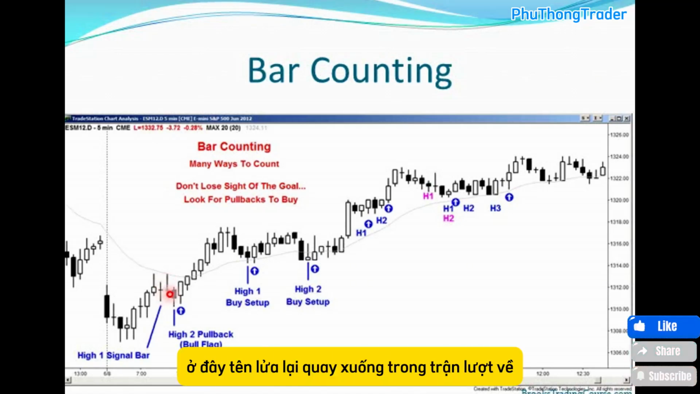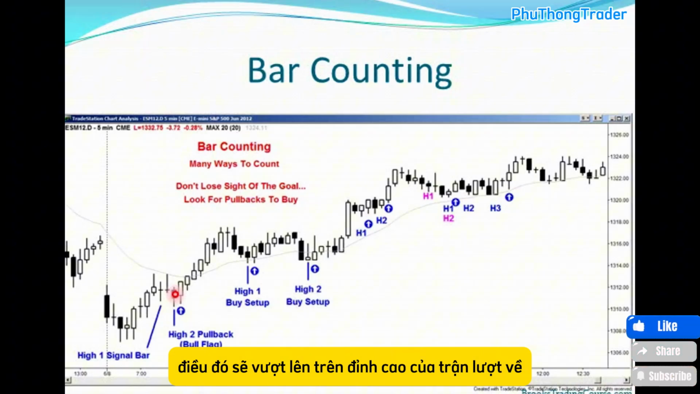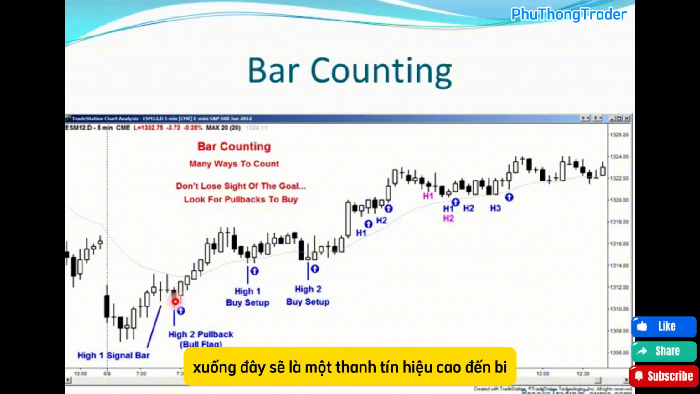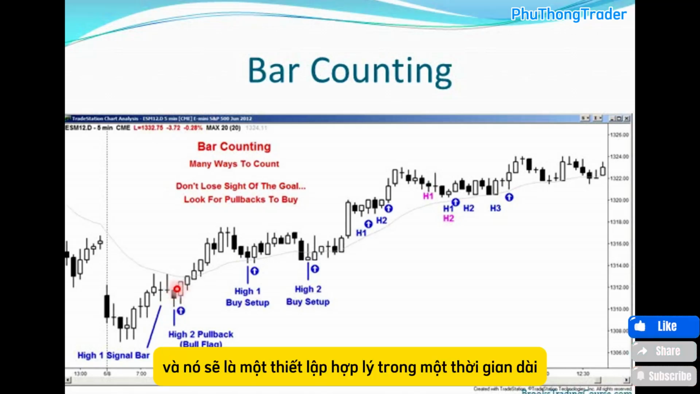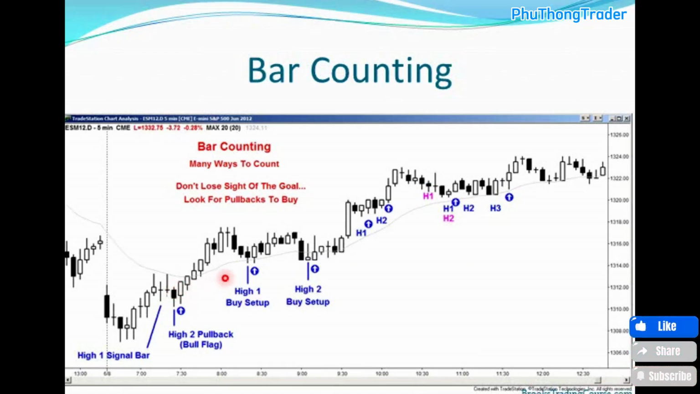Here, the market turned down again for a second leg, so you can call it an ABC correction, A, B, and C. If the market goes above the high of this bar, that would be going above the high of the second leg down. This would be a high 2 buy signal bar, and it would be a reasonable setup for a long in a bull trend, buying 1 tick above the high of the bar.